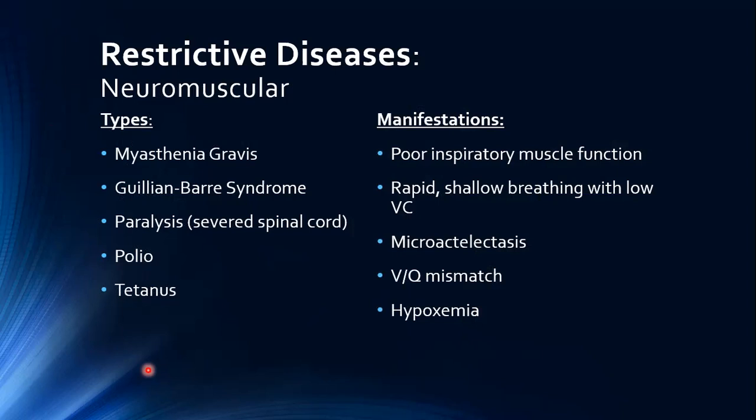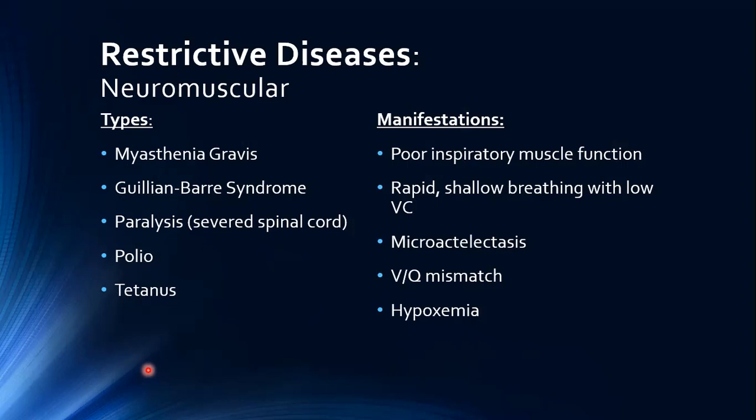Neuromuscular restrictive diseases. Myasthenia gravis is the first one. Guillain-Barré syndrome is the second one. Paralysis is easy if you have a car wreck and get your spinal cord cut. That's paralysis. Polio, sure you've heard of that. Maybe your grandmama probably got the polio vaccination, or maybe even your mother. And tetanus. So myasthenia gravis, Guillain-Barré, paralysis, polio, and tetanus are the neuromuscular restrictive diseases.